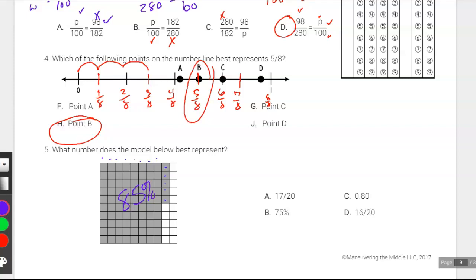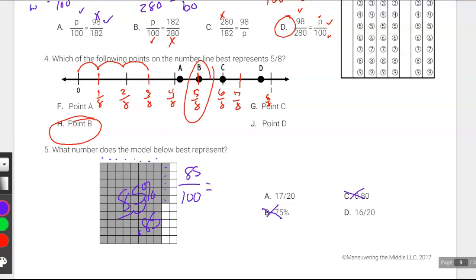85%. Not an answer choice. But I do know if it's 85%, it's not 75%. And if I turn this into a decimal, it would be 0.85. So if it's a decimal, it can't be 0.80. So now I have to reduce. And I know percent means out of 100, so 85 over 100.